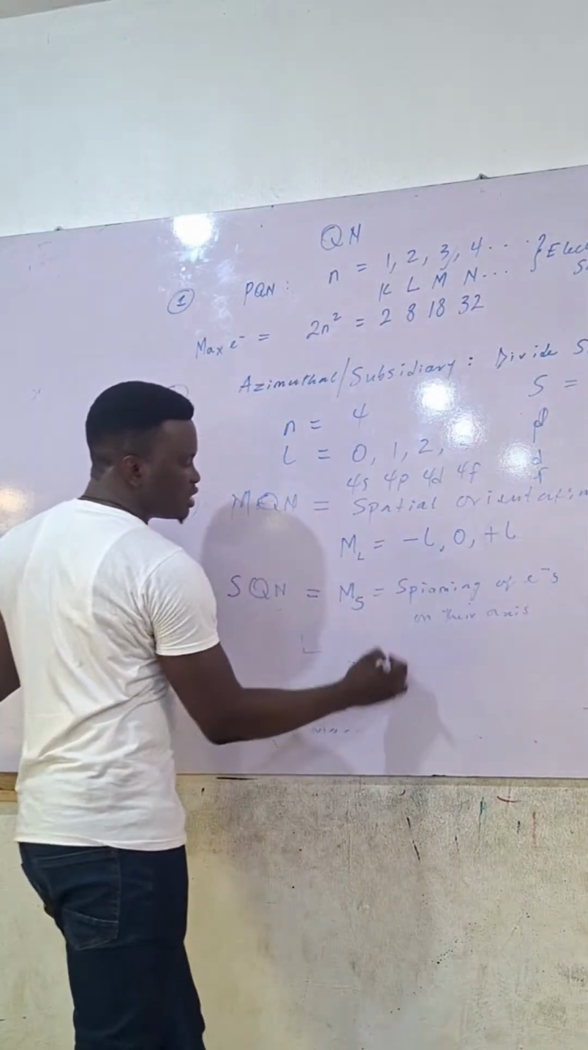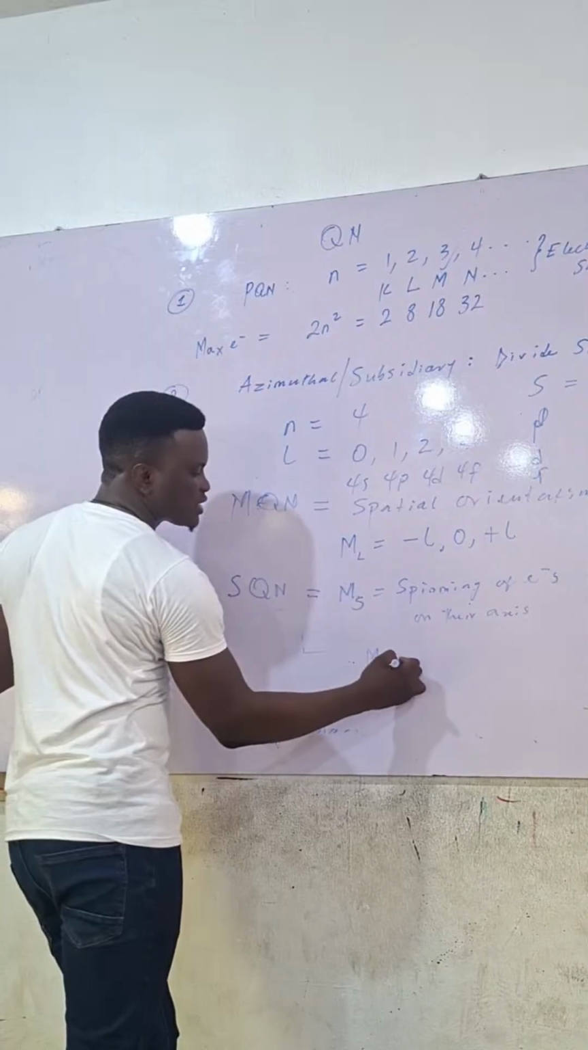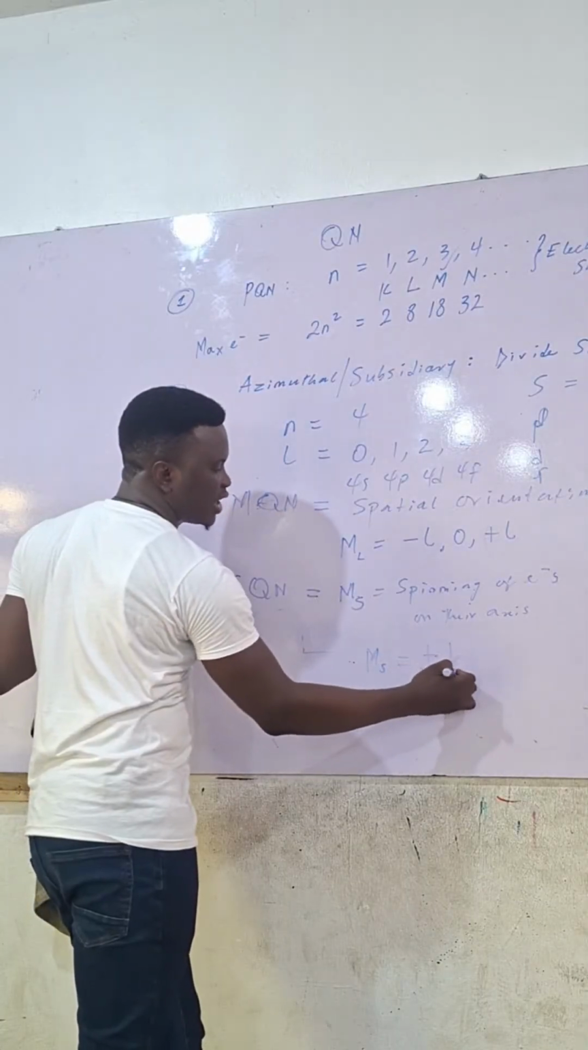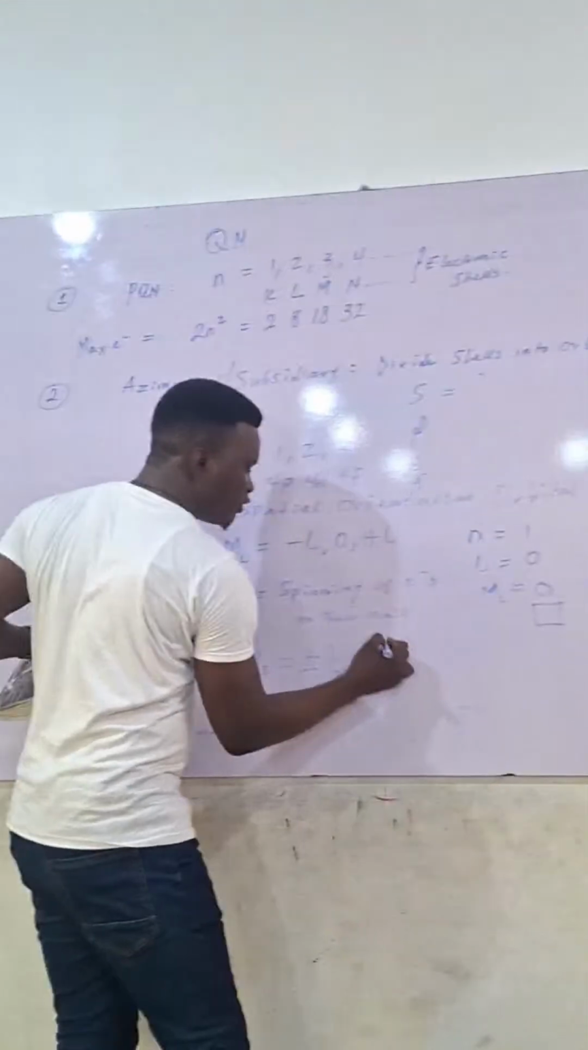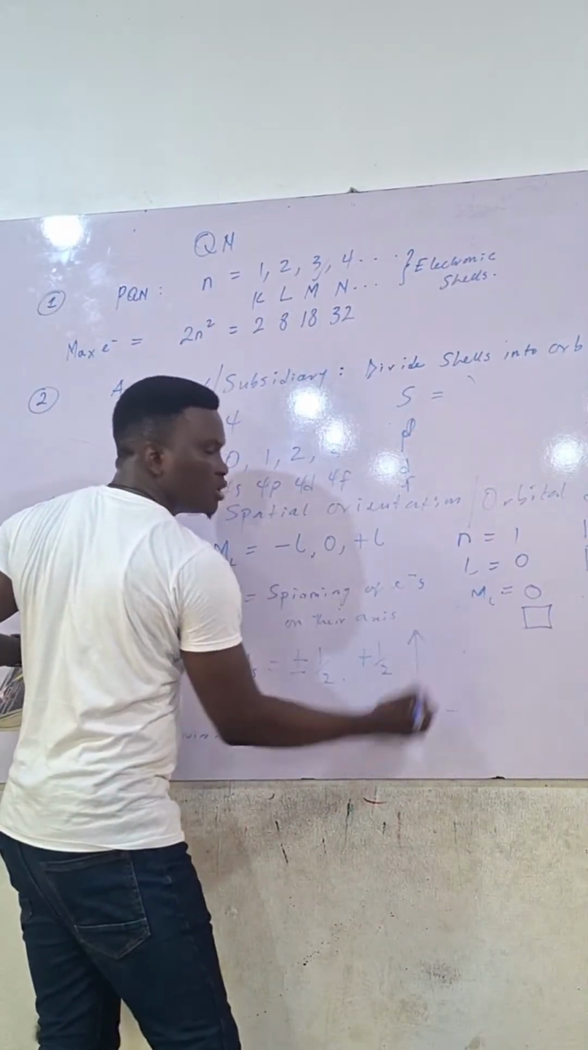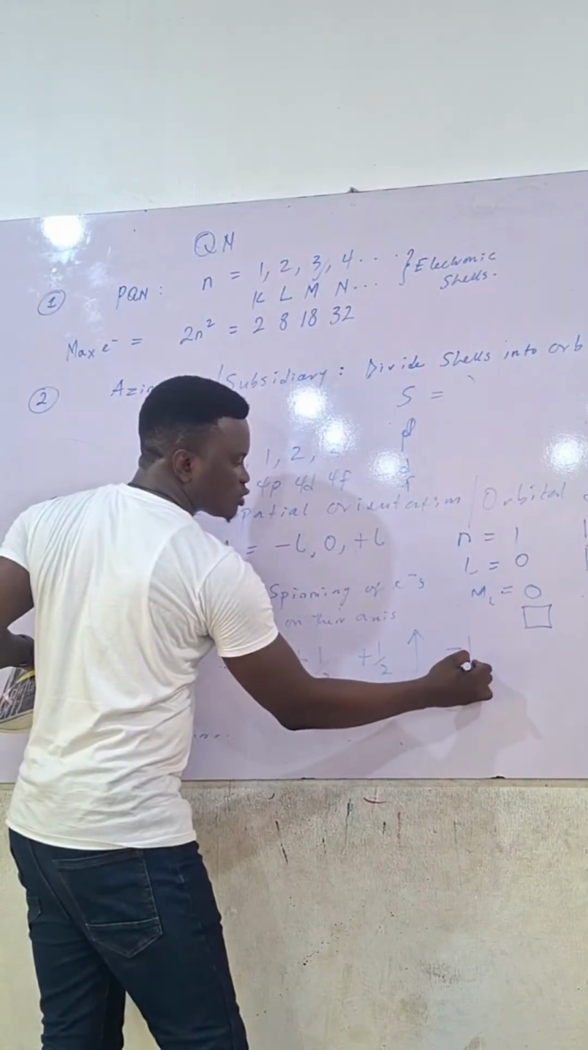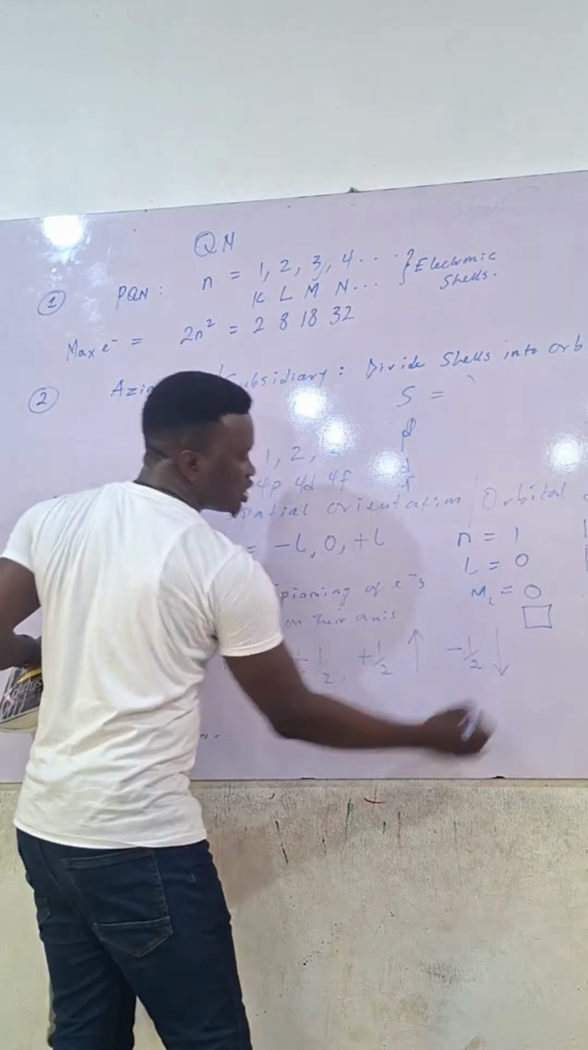And at the end of the day, m sub S has the value of plus or minus 1 over 2. And that's it. When you have plus 1 over 2, it means the electron is spinning up. When you have minus 1 over 2, it means the electron is spinning down.